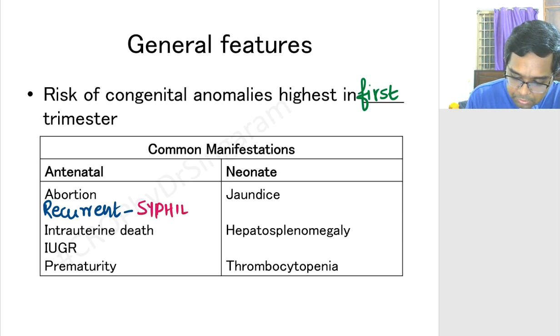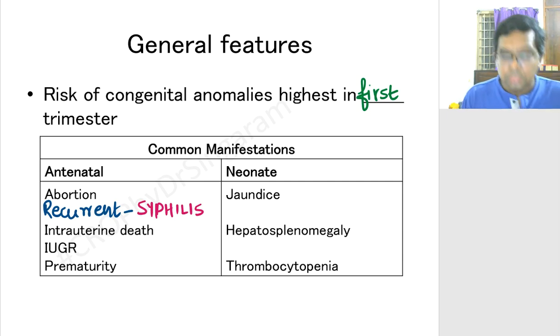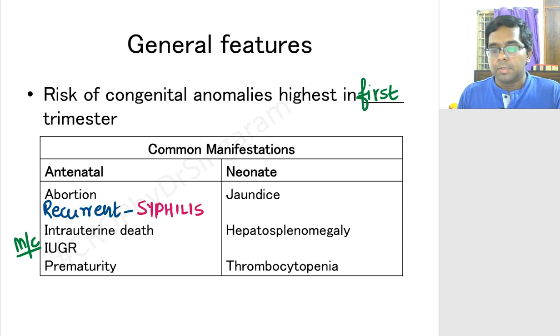All the other infections can be associated with abortion, but only one time. But syphilis is known for recurrent abortion or miscarriage. That's an important MCQ point which they keep asking in your exams. The second feature, it can be associated with intrauterine death, IUGR, or prematurity. But commonly, it is usually IUGR, which is fairly common compared to the other things in the antenatal period. So if they ask you which is the most common association of TORCH infection in the antenatal period, it is intrauterine growth restriction. That's also an MCQ point to be remembered, right?